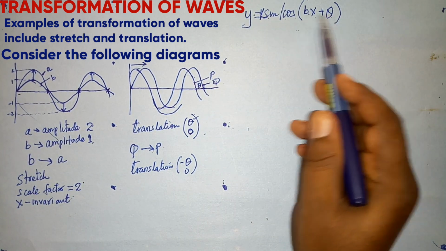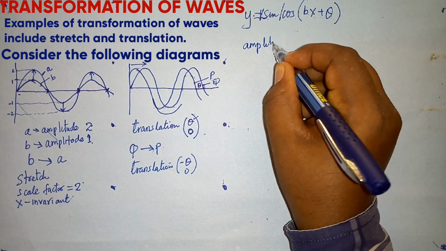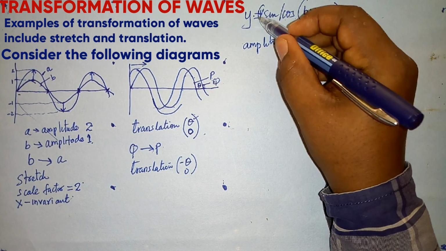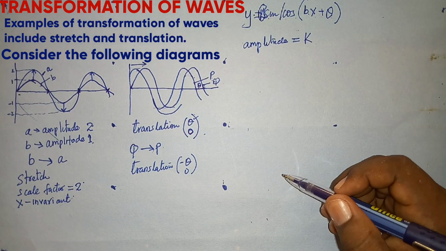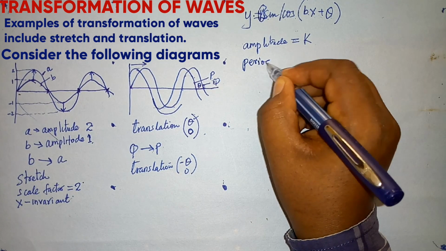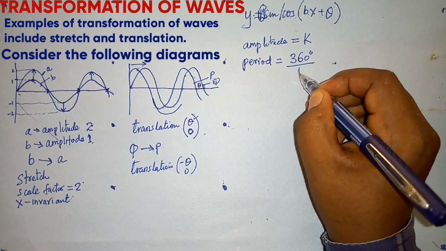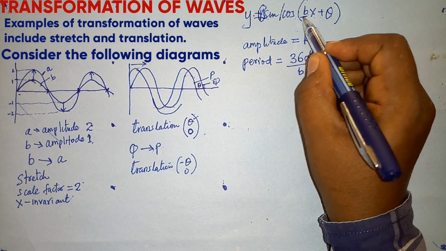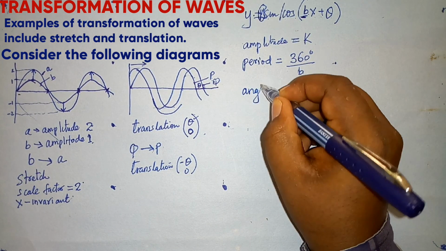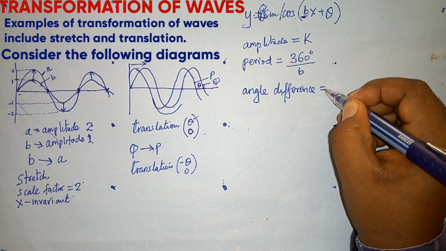Now from this equation, how can we get the amplitude? The amplitude will be equal to k. So k stands for the amplitude. To get the period, we say 360 degrees divided by b, where b is the coefficient of x. And the angle difference will be equal to theta.